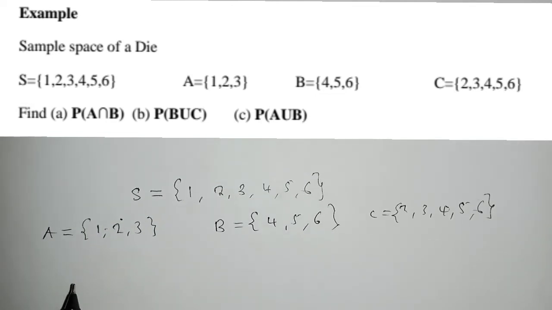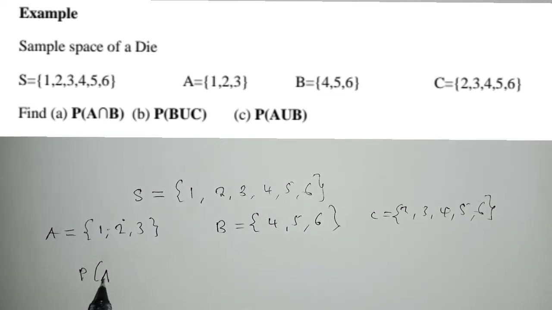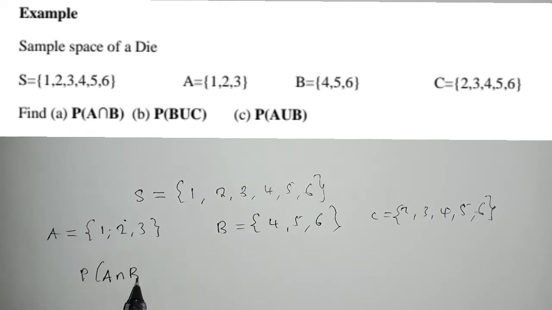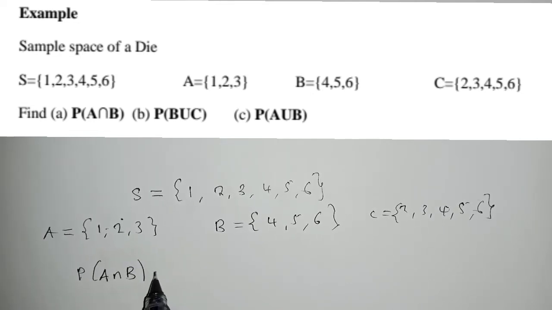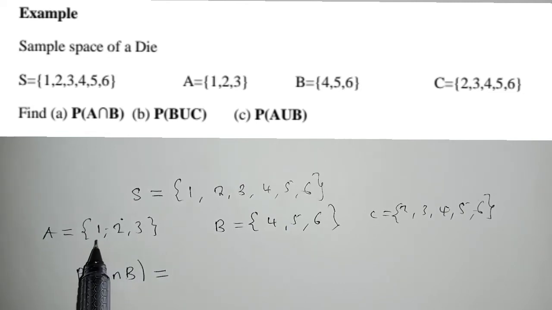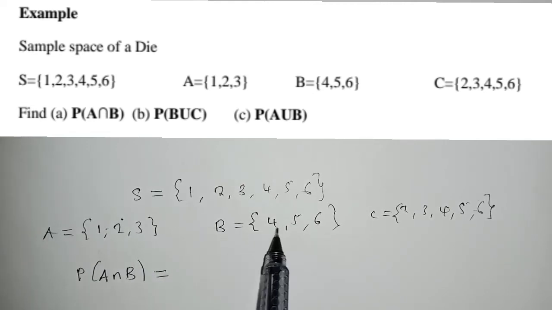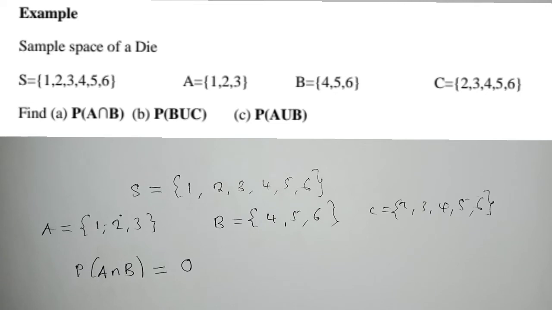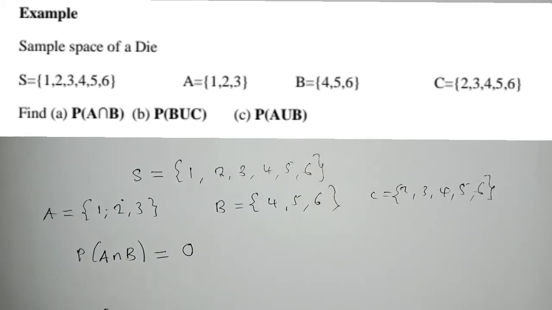So now, the first question asks us to find the probability of A intersect B. Among the formulas, which formula are we supposed to use to find this? There is no formula to use here. You just check. Do we have an intersection here? No. The probability will just be 0 because there is no intersection. This entails that we are dealing with mutually exclusive events. A and B are mutually exclusive events. Let's go to another question.